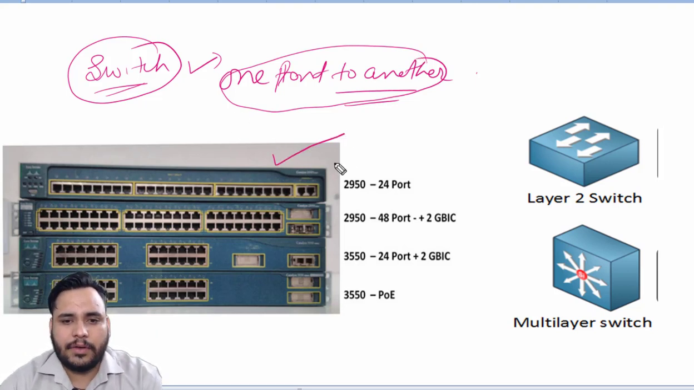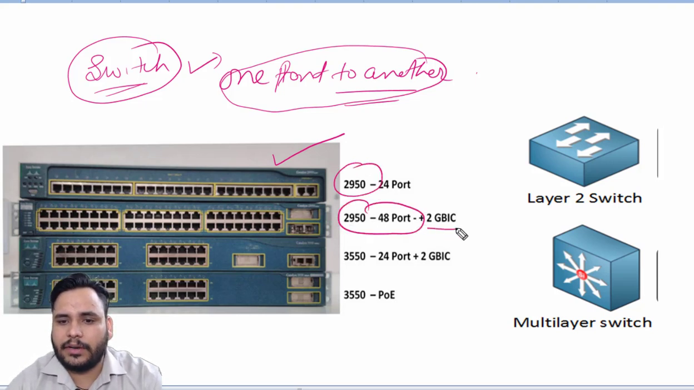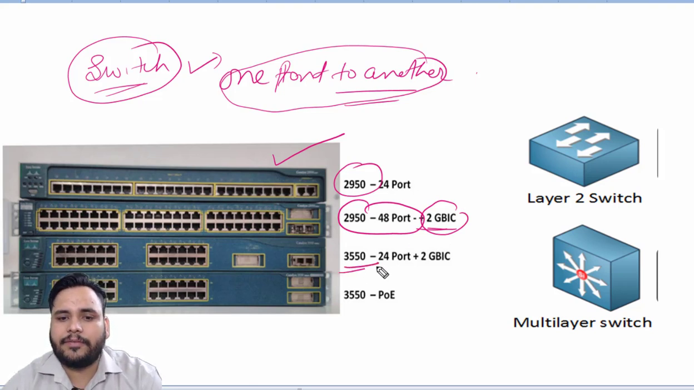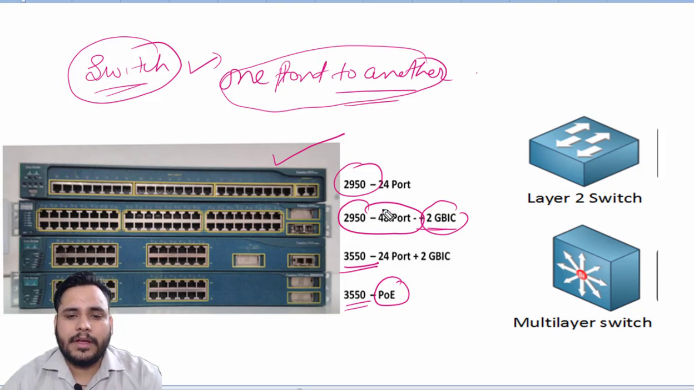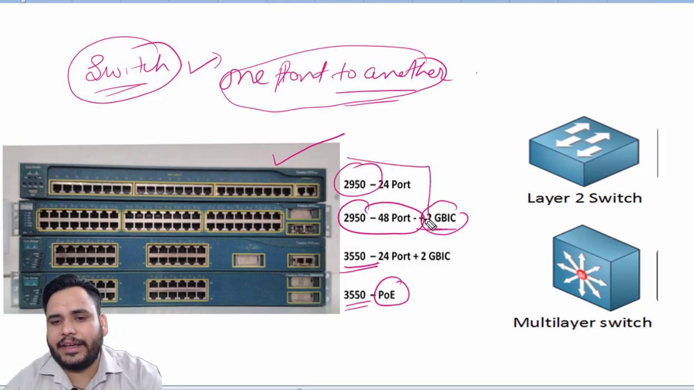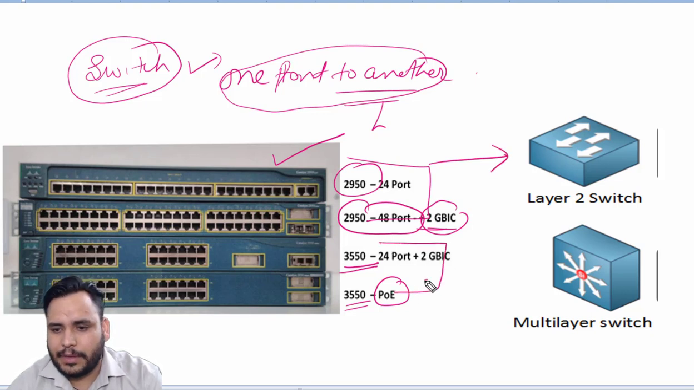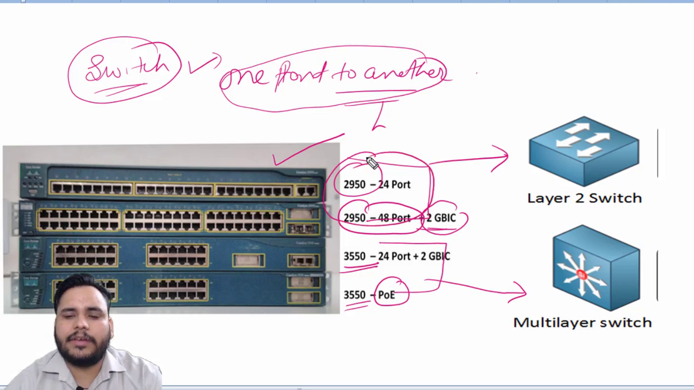We have so many Catalyst switches, like routers. We have 2950 48 port, in which we have 2 GBIC. We have 3550 and 3550 Power over Ethernet. Some switches are layer 2 switches, and some are multi-layer switches. We have 2960s also, but this image is 2950.